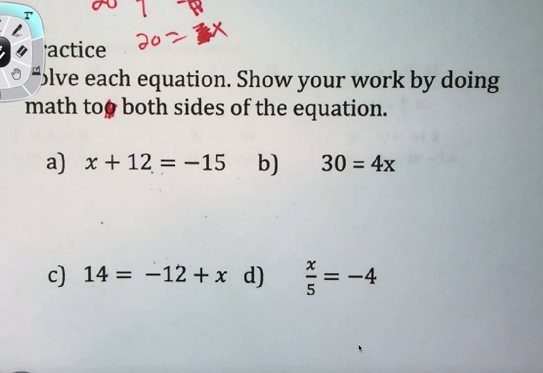All right, so this is a good time to pause, do stuff to both sides of the equation, and then you can come see my answer. So pause now.